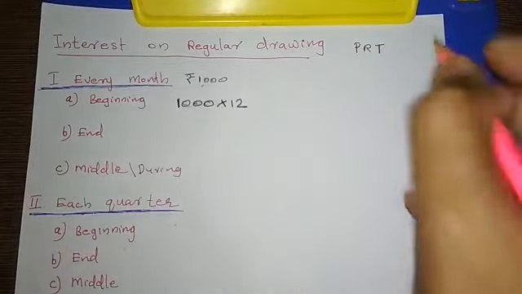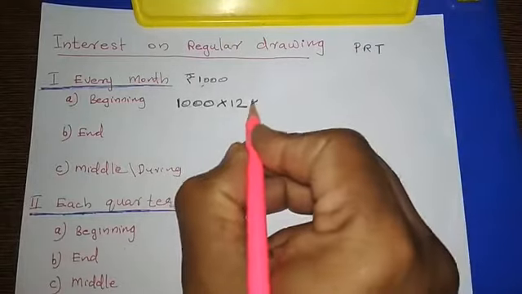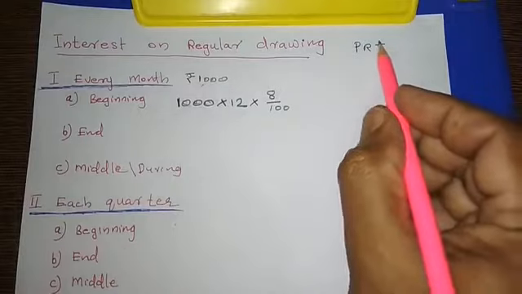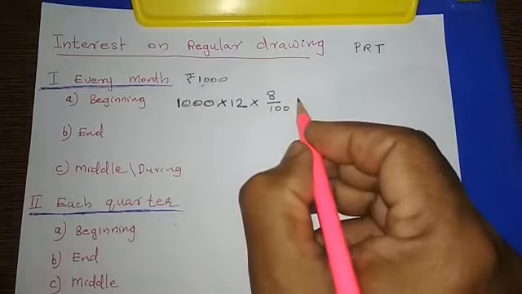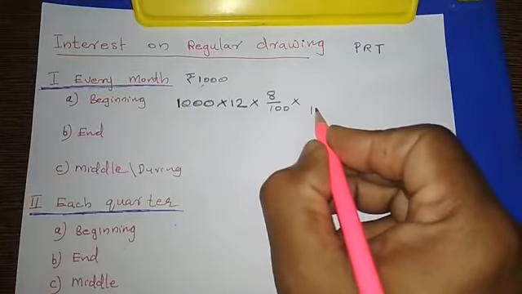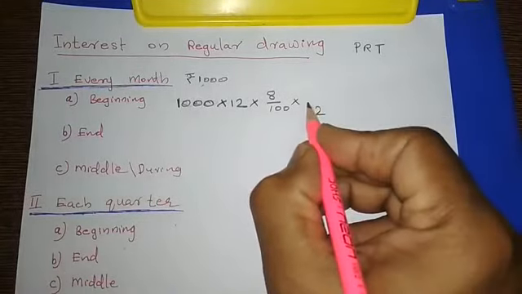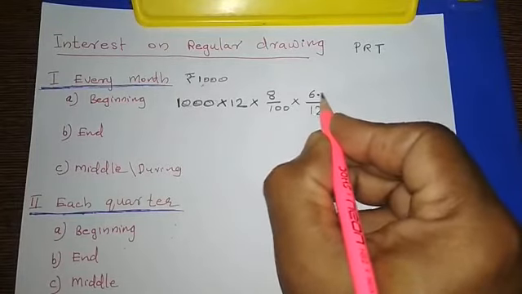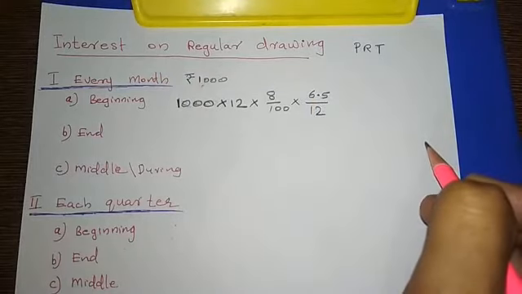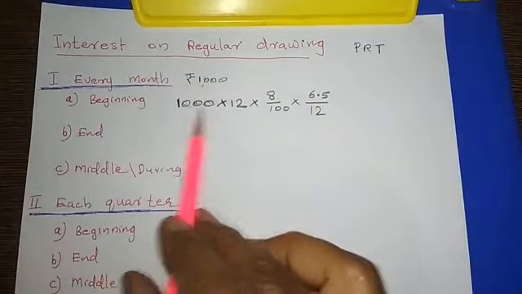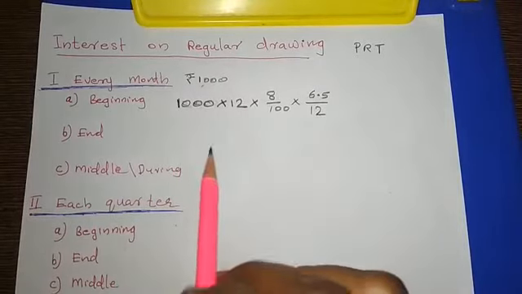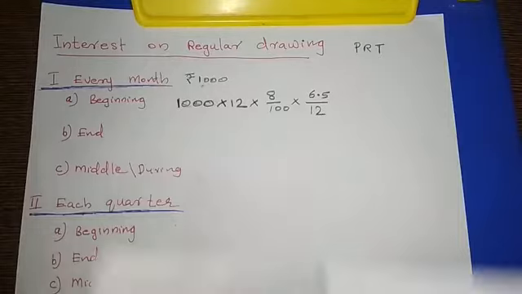Suppose the rate given is 8%, then this into 8 upon 100. Then time, this factor we have to take. If the drawing is made at the beginning of every month, then time we take on an average basis, and that is 6.5. The average time is 6.5. Now when you apply this formula, we will get the interest on drawings directly. This is the shortcut method. Otherwise we have to calculate individually.